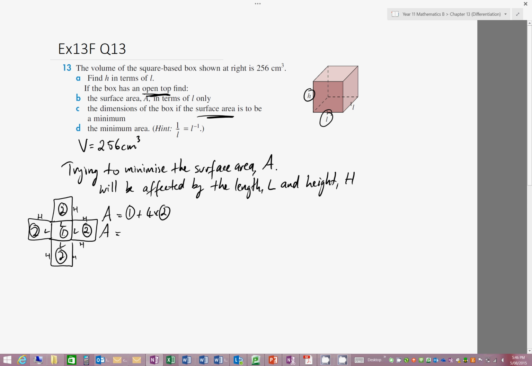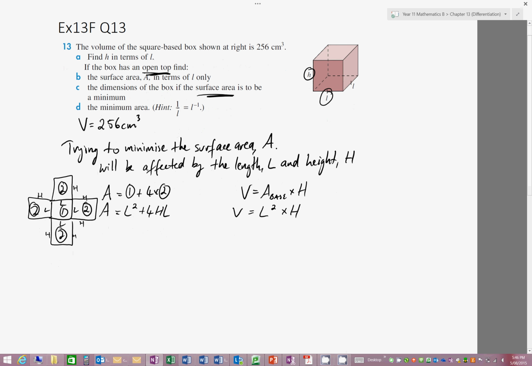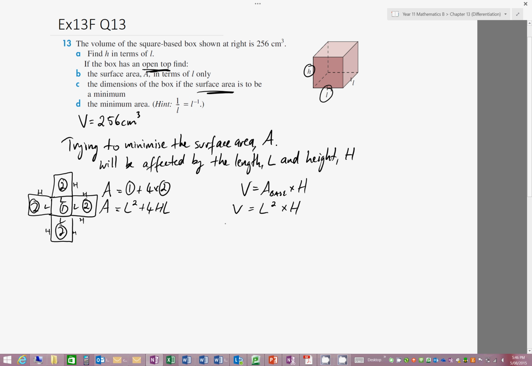Area of shape 1 is L squared, and area of shape 2 is L times H. Make sure it's in alphabetical order. H-I-J-K-L, H-L. Okay, that's one relationship I know, the area relationship. I also know the volume relationship. So volume is area of the base times the height. I know the area of the base is a square, so it'll be L squared times H. And I also know that the actual volume is 256.